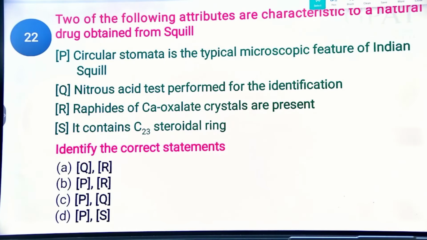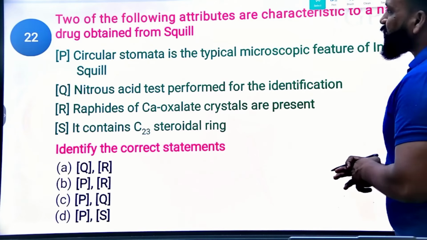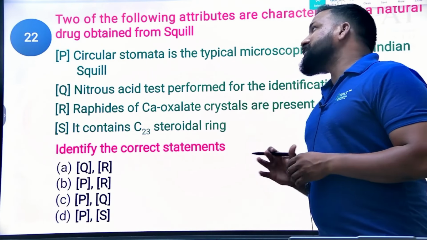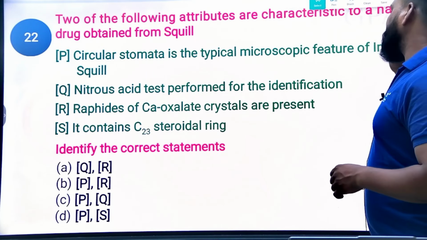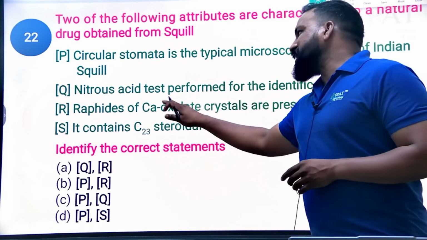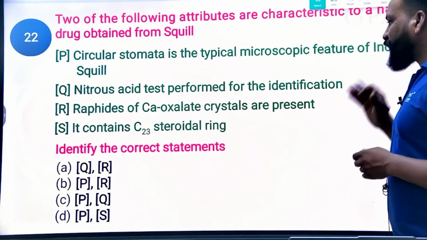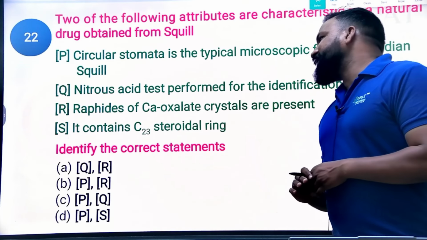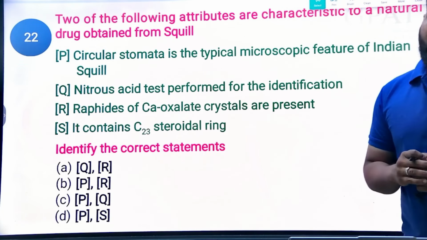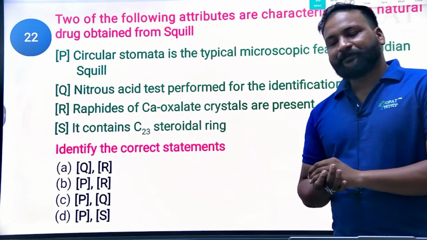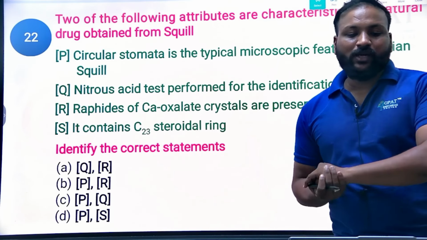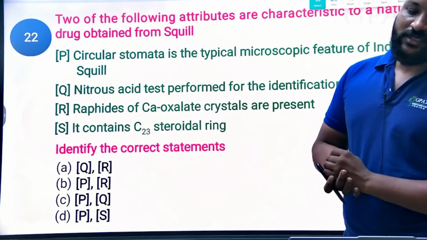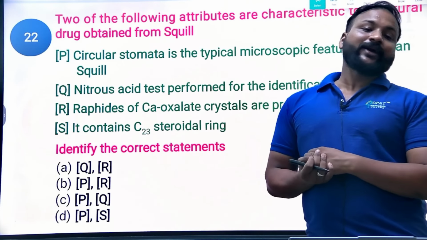Next. Two of the following attributes are recognition features of the natural drug obtained from squill. P: sucrose stomata is a typical microscopic feature of Indian squill. Q: Nitrous acid is the test performed for identification. R: Raphides of calcium oxalate are present. S: It contains a C23 steroid ring. Identify the correct statement: Q and R, P and R, P and Q, or P and S. So, dear students, do not forget to mention your answers. Clear?